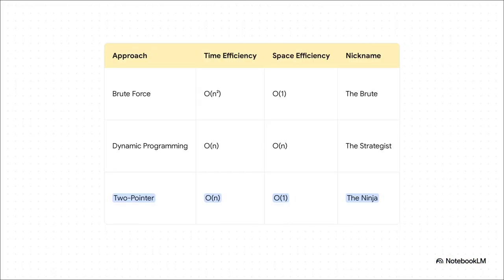Okay, let's just lay it all out. The brute, simple to understand but way too slow. The strategist, fast, which is great, but it was a memory hog. And then there's the ninja. The 2-pointer approach. It gives us everything we want. It's super fast, O of n, and it uses practically no extra memory, what we call O of 1. It is, hands down, the champion.